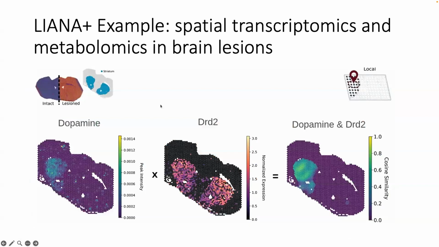The nice thing is you can combine different modalities. For example, this is an example from their paper where they combine spatial metabolomics with spatial transcriptomics data. They have a brain tissue where one part of the tissue is intact and the other one has a lesion. They apply spatial metabolomics and spatial transcriptomics data. This is combined in the Liana framework. And basically, you can see that in the lesion part here, you only have the transcriptomics part, and you basically lose this kind of dopamine effect here, which is the metabolomics part.